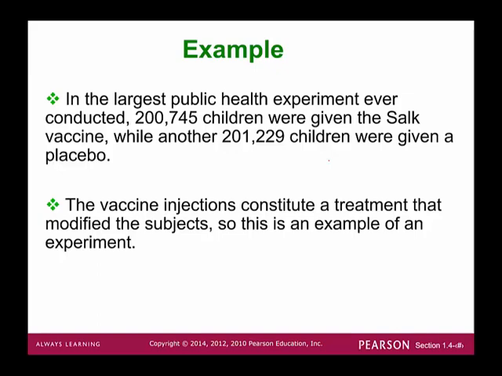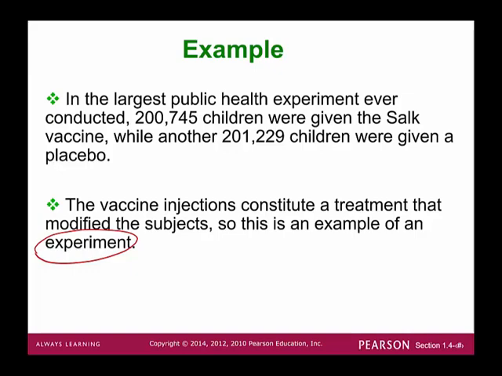And another example: in the largest public health experiment ever conducted, 200,745 children were given the Salk vaccine, while another 201,229 children were given a placebo. So the vaccine injections consist of a treatment, right? That modifies the subjects. When you inject the vaccine into the human body, you're actually making a modification to the human body. So here, this is a typical experiment. You can also say that there's a human intervention involved here.